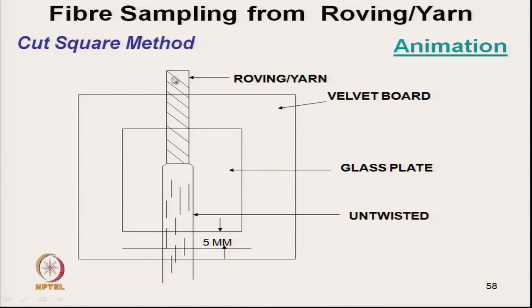So, first this is the roving or yarn and this is the glass plate. The glass plate is kept just to keep the roving intact, so that we can take out the fibers from the end point. And then in roving or yarn we have to do one extra operation: we have to untwist the end so that the fibers become parallel, and then we take out the fibers. Okay. Now, let us see the animation here.